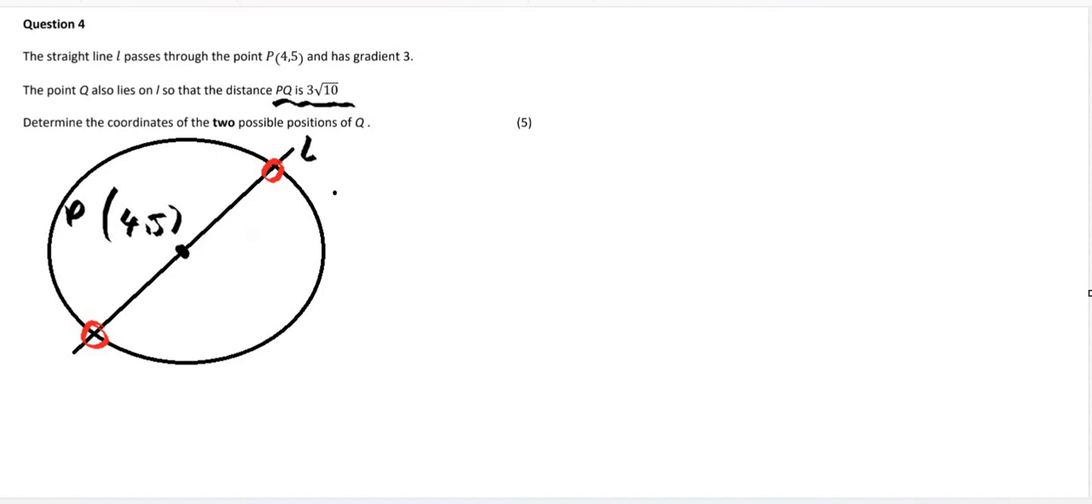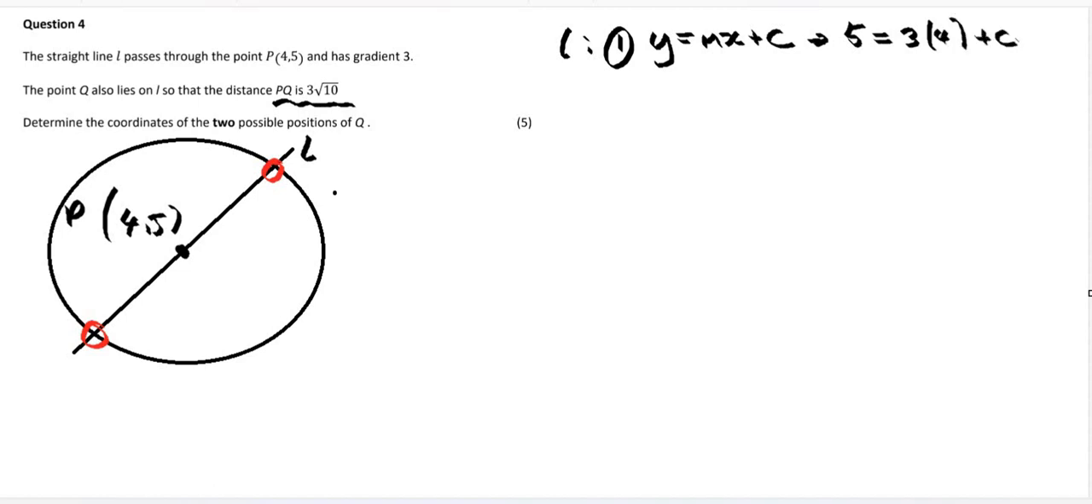So first of all, let's find an equation for L. So remember, two ways to do this. We can do the old way you did before. y is equal to mx plus c. Okay, well, we have a point that it goes through, and we have a gradient. So we know that y is equal to 5. That's equal to a gradient of 3 times x value of 4 plus c. So I've got 12. So minus 7 is equal to c.